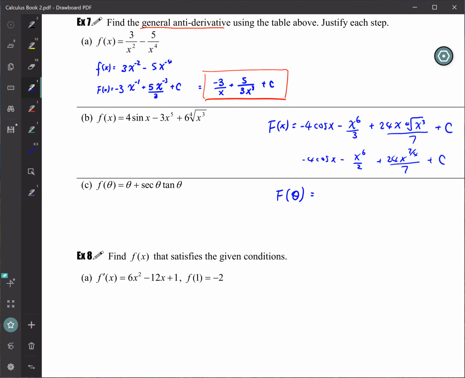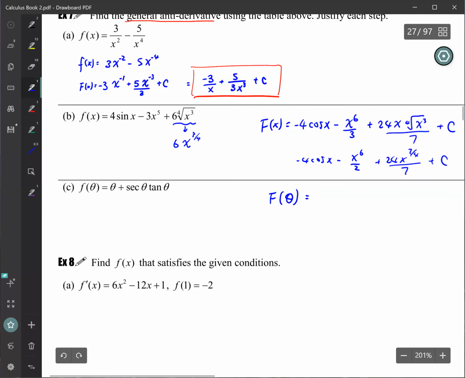Because you guys know how to prime now, right? So you prime it, see if you get the same thing back. Okay, so yeah, let's double check. For the first one, you can rewrite the third term as 6x to the 3 over 4. Write it as 3 over 4 first. Okay, so let's check this answer.